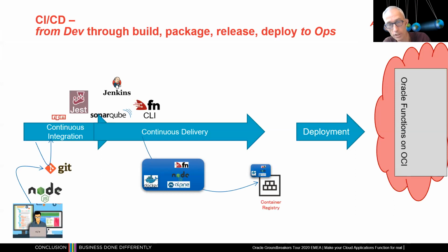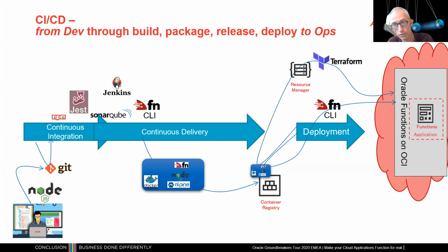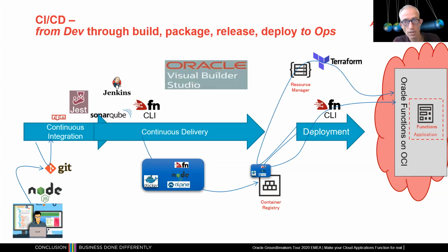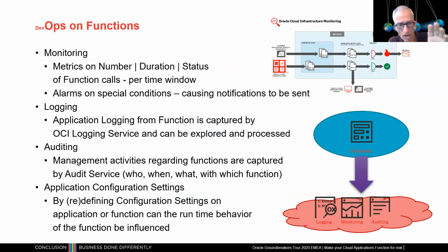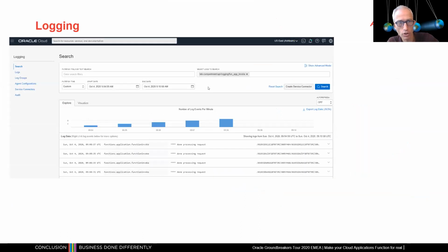Then, of course, if you want to deploy, and this can also be done in an automated fashion, you can do it using the Fn CLI, as we've seen before, and then create the application and the function, or you can do it using a Terraform plan that can also read a function definition and the container image for the function from the registry, and then deploy it to OCI. This is also supported inside Oracle Visual Builder Studio. That's where the Oracle Developer Cloud Service has now been integrated with the Visual Builder, and that's called the Visual Builder Studio, which has facilities for CI/CD. I've mentioned these facilities before. I'm not going to discuss them again.